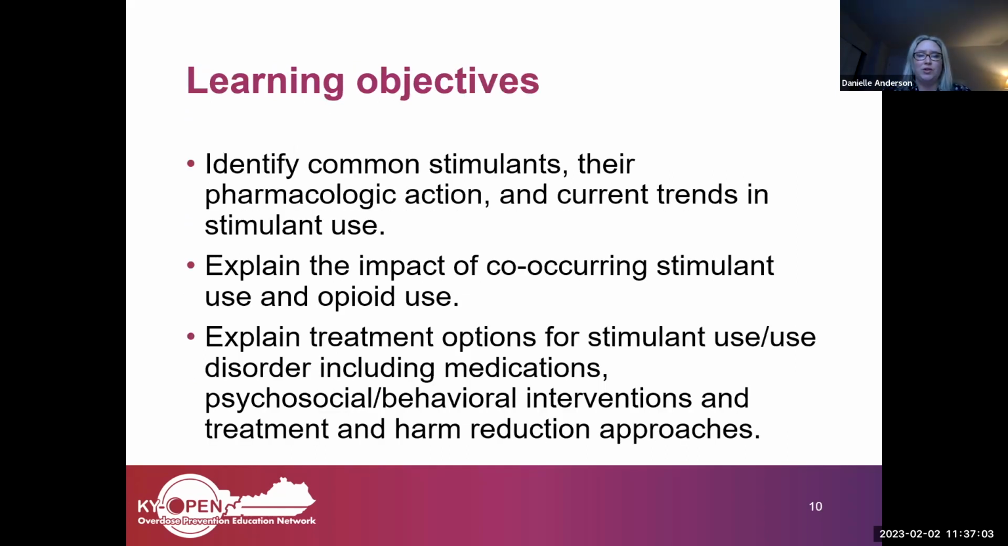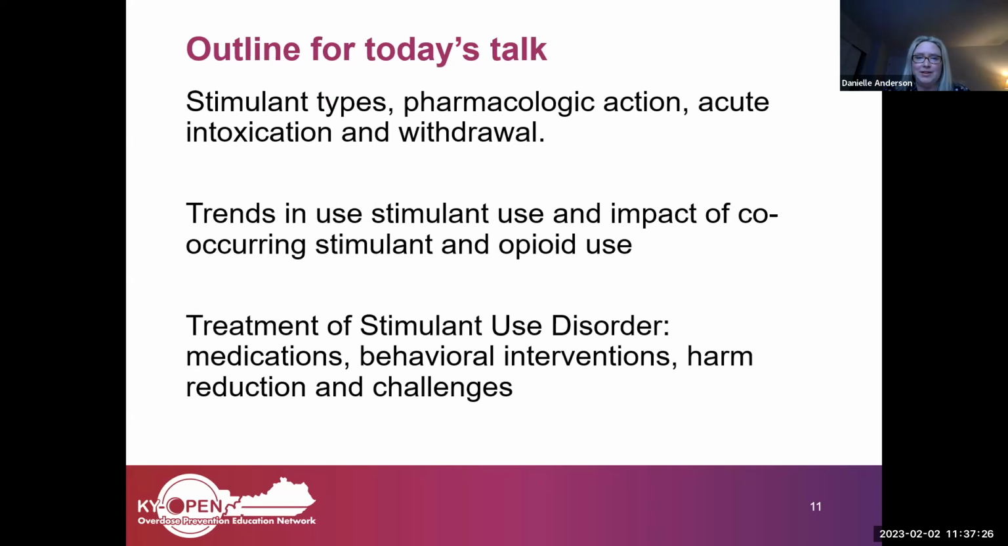Our learning objectives are to identify common stimulants, their pharmacologic action, and current trends in stimulant use. We're going to explain the impact of co-occurring stimulant use and opioid use, and then explain treatment options for stimulant use disorder, including medications, behavioral interventions, treatment, and harm reduction approaches. Outline for today's talk. First, we'll talk about the stimulant types, again, their pharmacologic action, what acute intoxication with stimulants and withdrawal looks like. We're going to talk about the trends in stimulant use and impact of co-occurring use. And then at the end, we'll talk about treatment of stimulant use disorder.